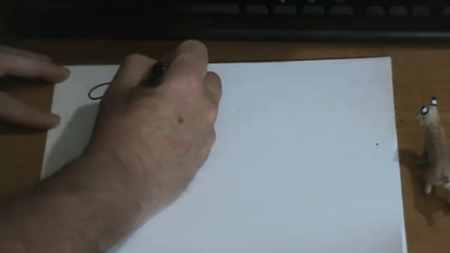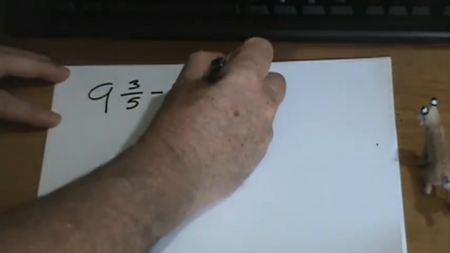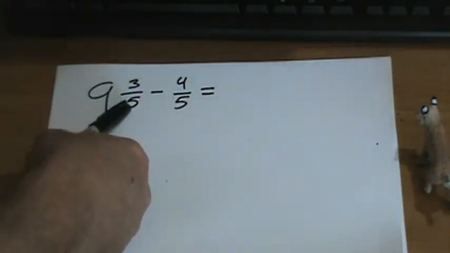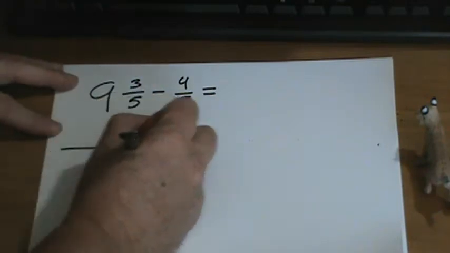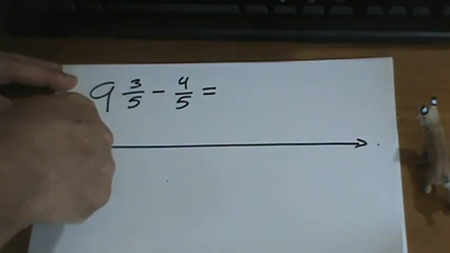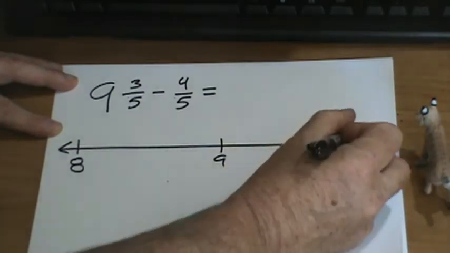Okie dokie, let's see what we got. We got 9 and 3 fifths minus 4 fifths. Where do we want, we can see the problem right here. 4 fifths is larger than 3 fifths. So let's make another number line. And I'm going to go with 8, because I have a feeling that it's going to be less than 9. And then we'll do 9. And just so you get a big picture, I'm going to do 10.